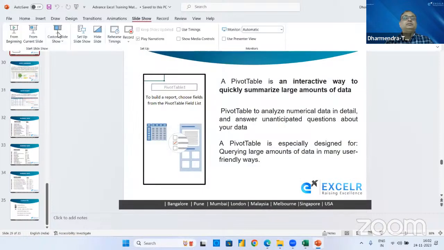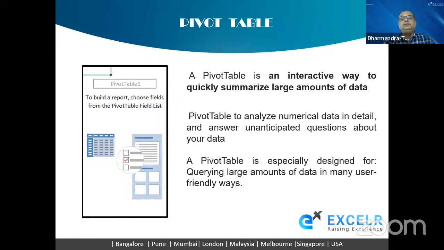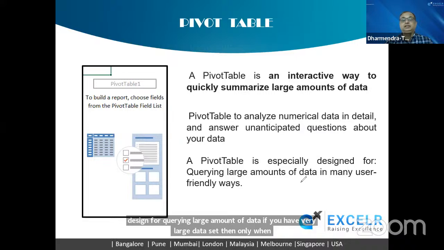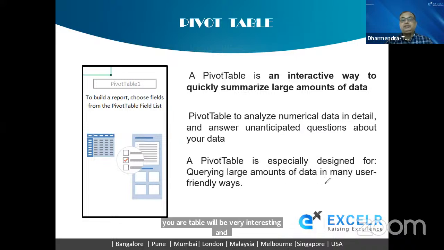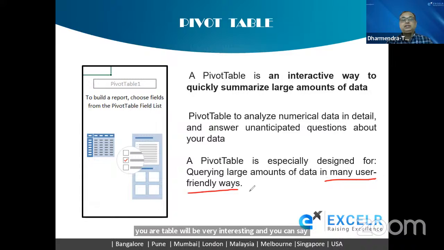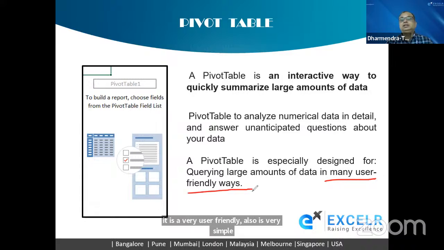So what is pivot table? Pivot table is an interactive way to quickly summarize large amounts of data. Pivot table is used to analyze numerical data in detail and answer unanticipated questions about your data. Pivot table is specially designed for querying large amounts of data. If you have a very large data set, then pivot table will be very interesting, and it is very user-friendly also. It's very simple. No need to write complex functions and all. Excel will do everything by itself.